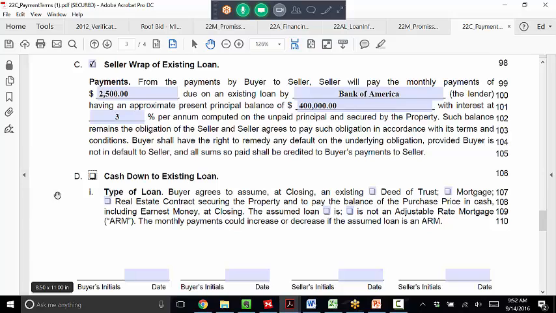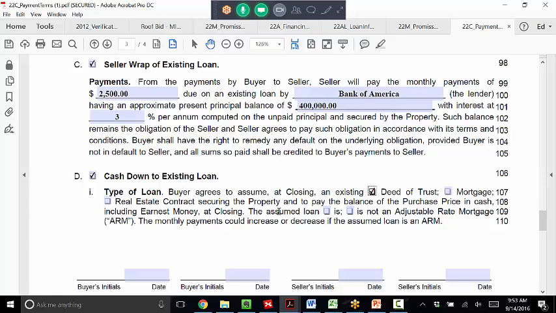All right. Cash down to existing loan. Buyer agrees to assume at closing an existing deed of trust, mortgage, real estate contract securing the property and to pay the balance of the purchase price in cash, including earnest money at closing.